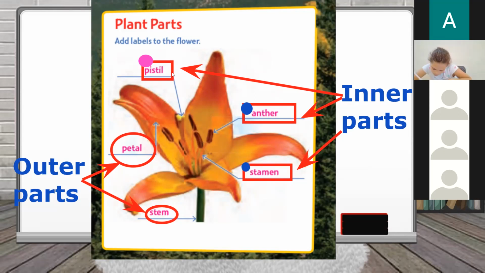Miss, how can it be male and female? Because it's just a flower. That's why it can have a female and a male.